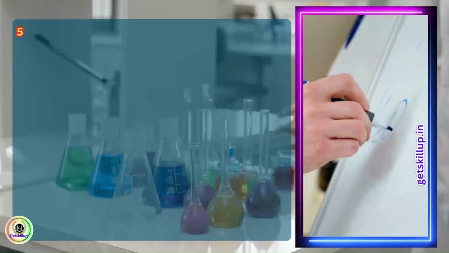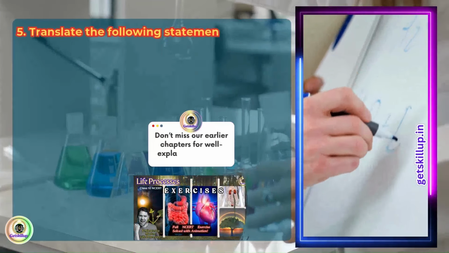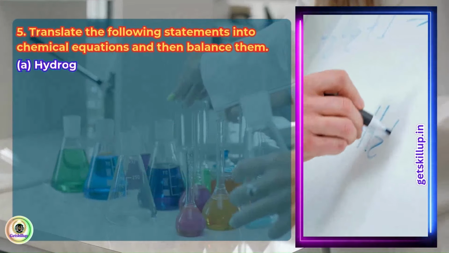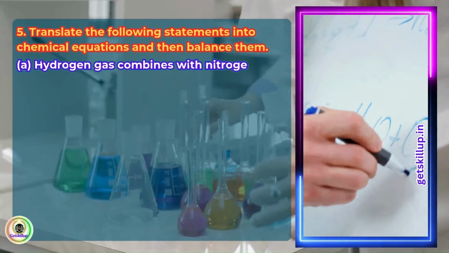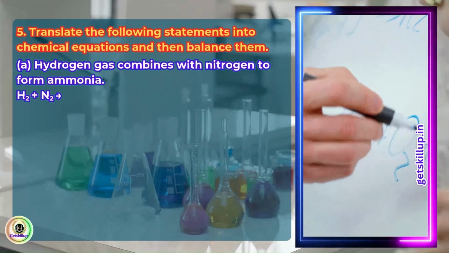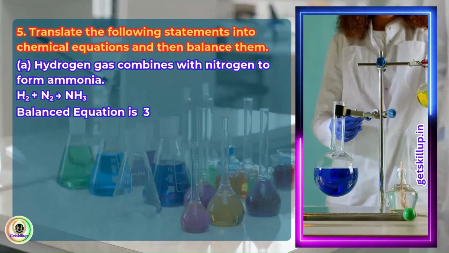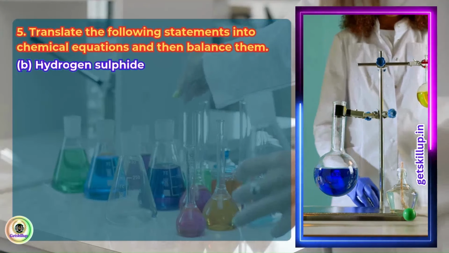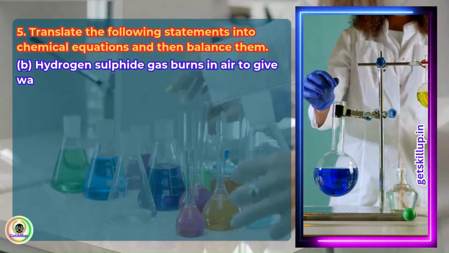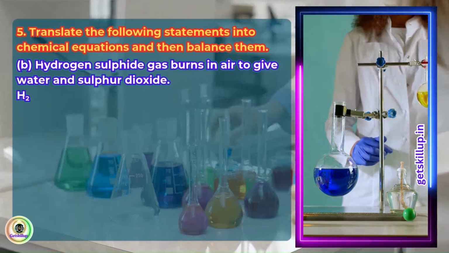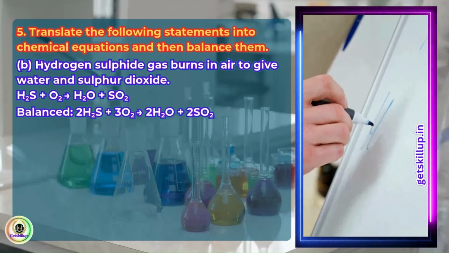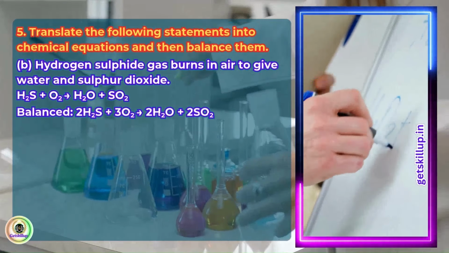Question 5. Translate the following statements into chemical equations and then balance them. A. Hydrogen gas combines with nitrogen to form ammonia. 3H2 plus N2 gives rise to 2NH3. B. Hydrogen sulfide gas burns in air to give water and sulfur dioxide. 2H2S plus 3O2 gives rise to 2H2O plus 2SO2.